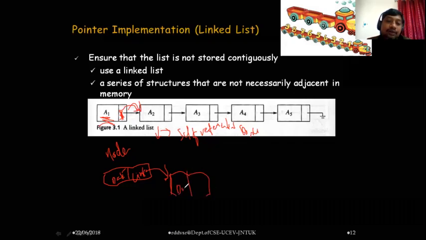Data, and the last node's next pointer points to null. Null means there is no next element. Okay, so this is how we'll arrange the elements. You may ask, sir, here we are for storing one element, we are using 2 memory locations.